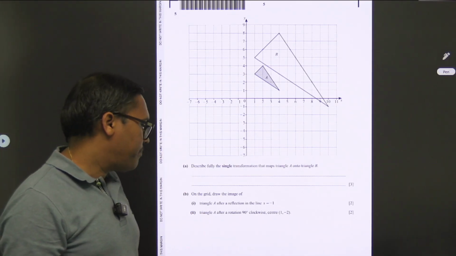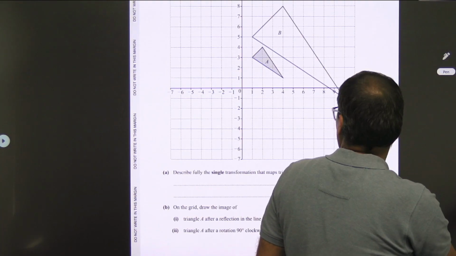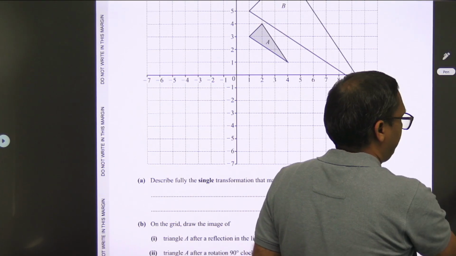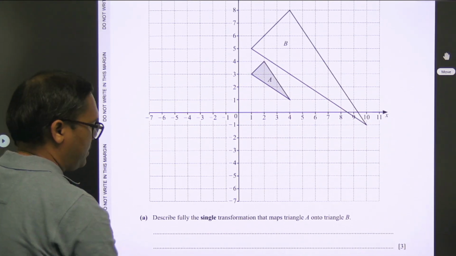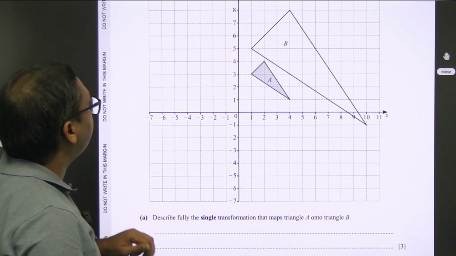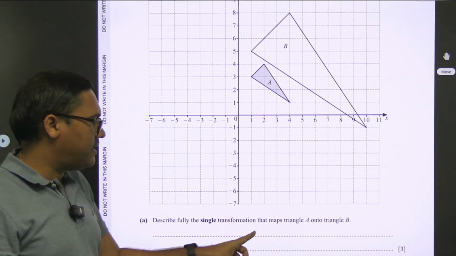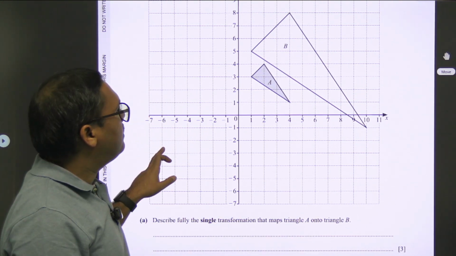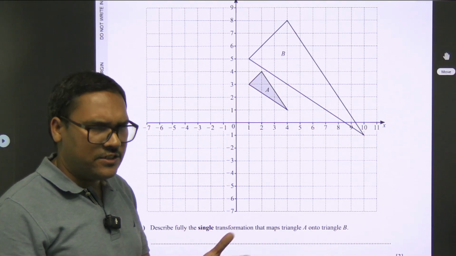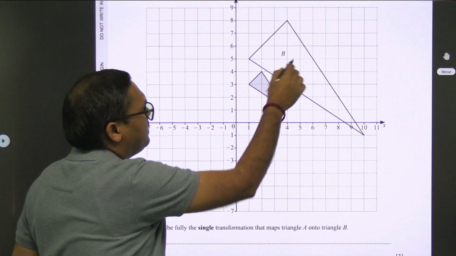Now this is a question on transformation. So let's see what is the question here. This is question number 5. The question says, describe fully the single transformation that maps triangle A into triangle B. Triangle A to triangle B, what is the transformation? You can clearly see this is A to B is an enlargement.